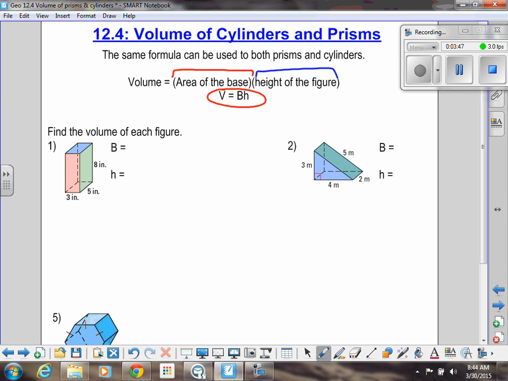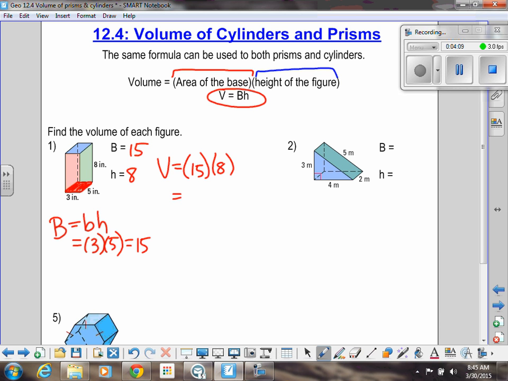Okay, so let's go to our first example. In this one, we have a rectangular prism. I'm going to call this 3 by 5 rectangle my base. So the area of the base is base times height, and that's just 3 times 5, which is 15. And then my height is going to be 8. So for the volume, all I'm doing is 15 times 8, and when I do that, it gives me 120. My units on this one are going to be inches cubed. Remember, volume is in 3 dimensions, so we have inches cubed, not inches squared or just plain old inches.